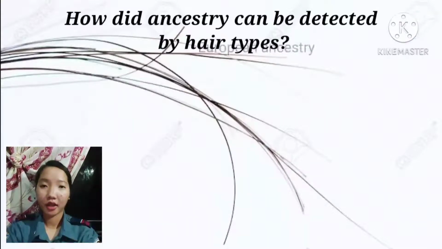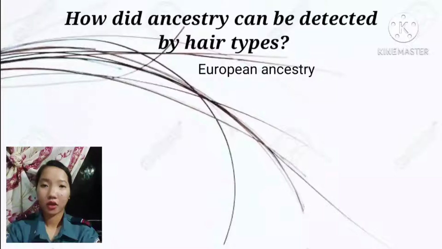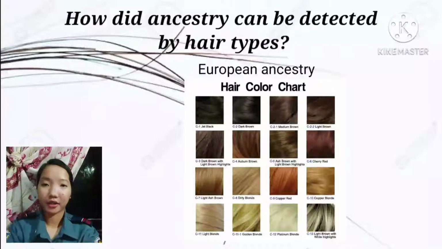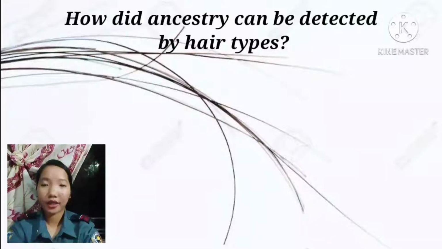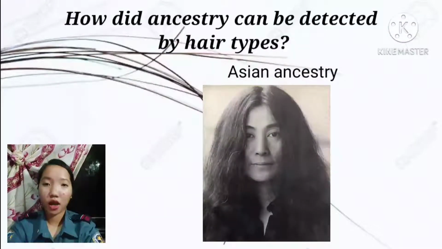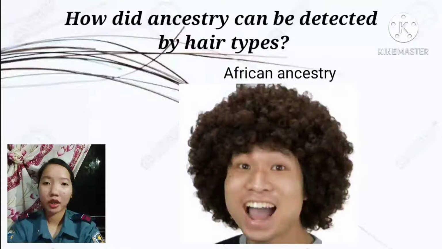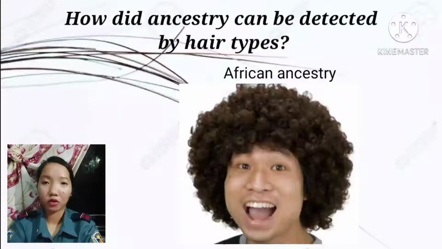And for how the ancestry can be detected, the hair types. First is the hair from the people of European ancestry. Ito ay straight or wavy ang hair. Then for the people of Asian ancestry, ito ay straight and have the circular cross sections and have medium size of pigment. And for the African ancestry, ito naman ay usually curly or kinky ang kanilang mga buhok.